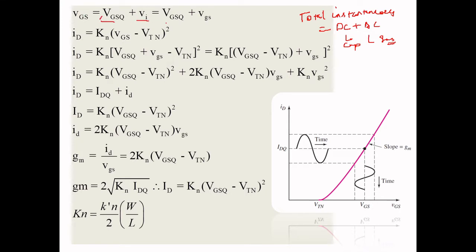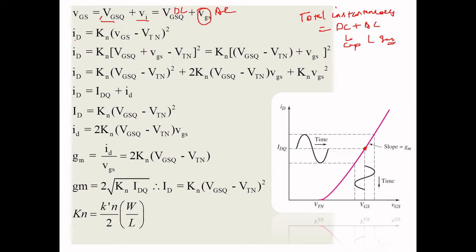On the DC it is nothing but VGSQ, that is this point. This point you can see is your VGS, and above it the AC is swinging. This is the point where the signal should start, that is the quiescent point. That means your AC is superimposed on the DC. So this is your DC and this is your AC.